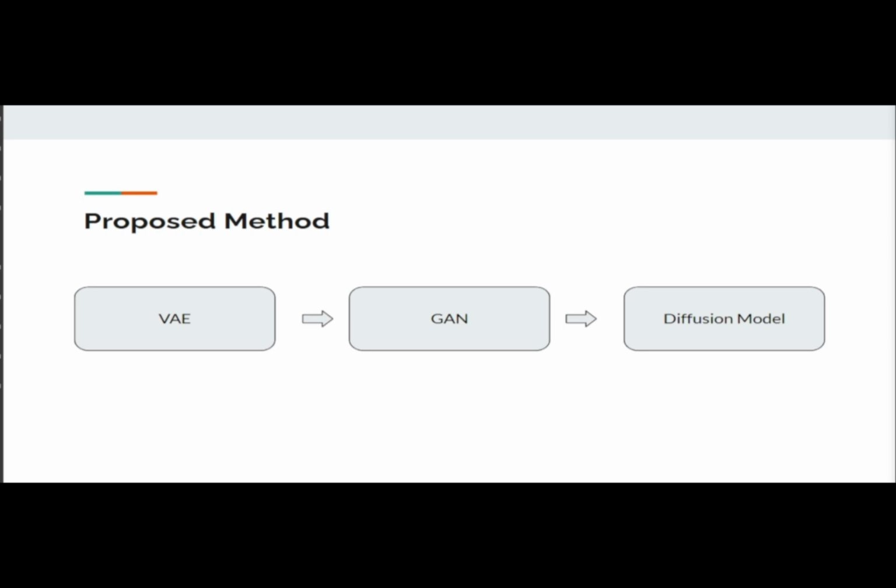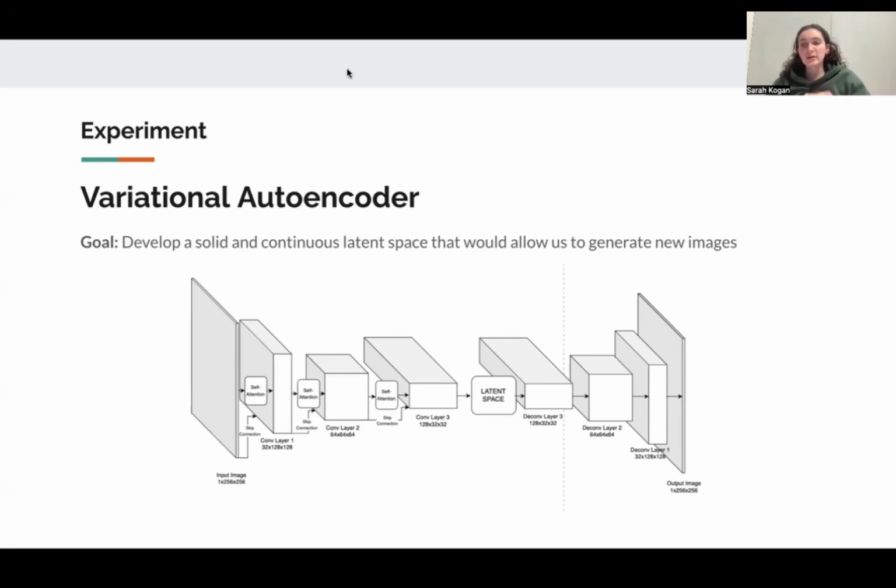And then we want to pass these through a diffusion model to ensure that fine details and important anatomical features are not lost in the process or lost to the random noise. So our first goal was to create a VAE which would give us a solid and continuous latent space that we could pull from to generate new images.